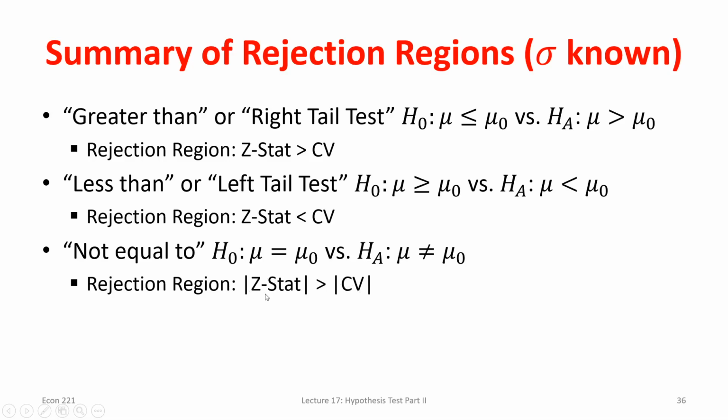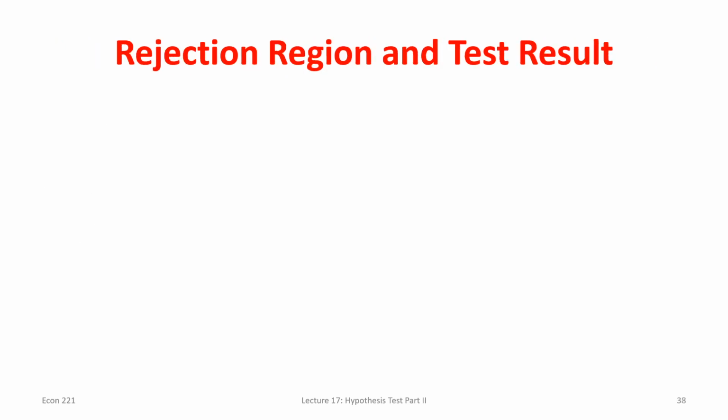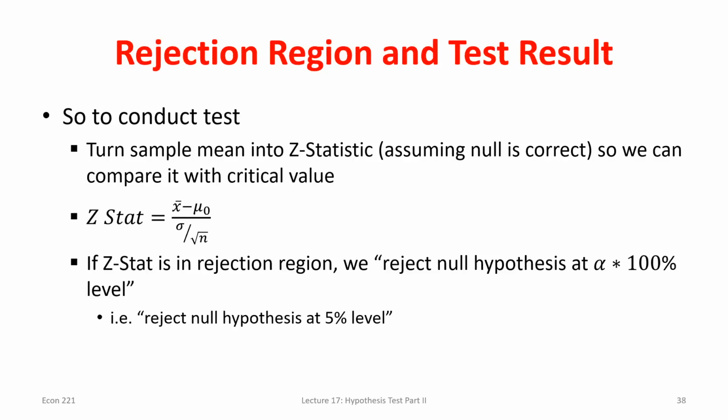In fact, if you want to follow this rule so you don't have to worry about the signs, you always reject if the absolute value of your test statistic is greater than the absolute value of your critical value. That way you don't have to worry about left-tailed or right-tailed in terms of signs. You just look at the absolute value. If it's greater, you reject. If it's not, you fail to reject. Okay?